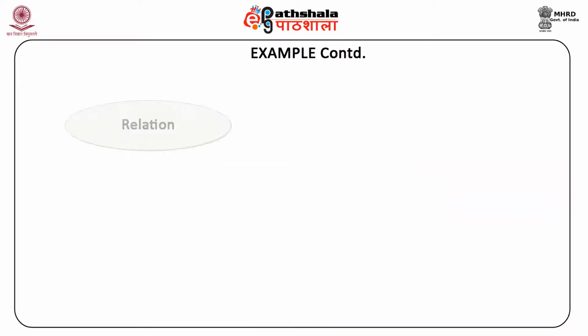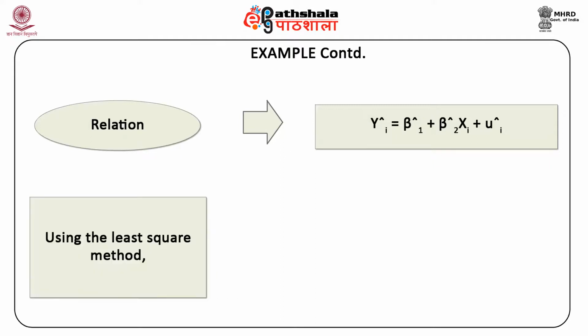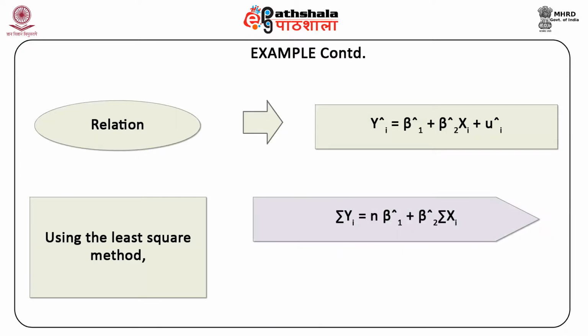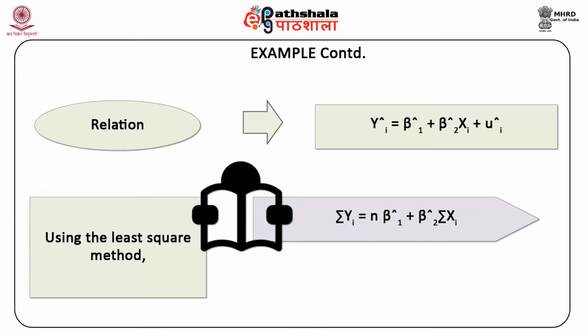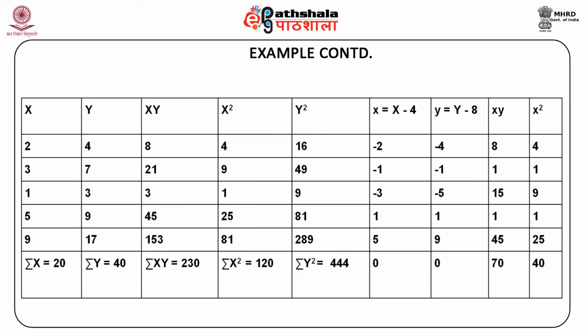Solution. Consider the relationship yi hat is equal to beta hat 1 plus beta hat 2 xi plus ui hat. Using the least squares method, we get summation yi is equal to n beta hat 1 plus beta hat 2 summation xi. Summation xi yi is equal to beta hat 1 summation xi plus beta hat 2 summation xi squared. The given table calculates the values to get the mean of x and y. Both are squared in columns 4 and 5 and multiplied in column 3. The corresponding summations are shown in the last row.